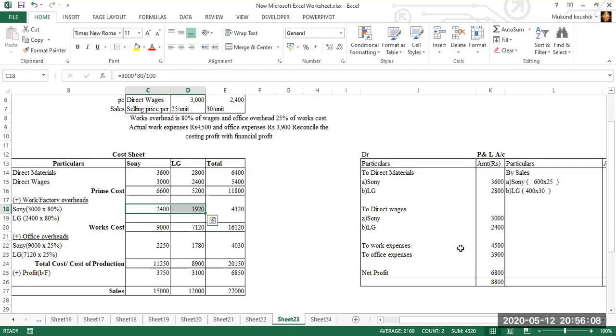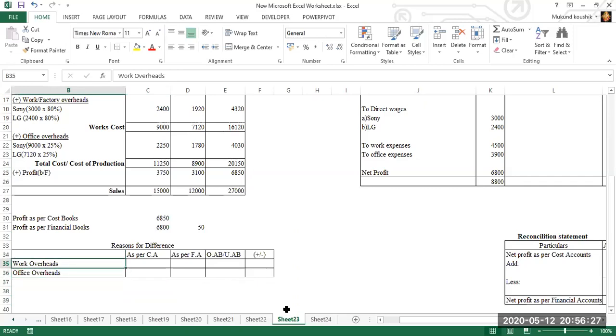So this is the first point of difference. In cost accounting, work expenses are 2,400 plus 1,920, which will be 4,320. But in case of financial accounting, it is 4,500. So there is a difference in your work expenses. The first reason why there is a difference is the difference between work overheads as per cost accounting and work overheads as per financial accounting. Work overheads or expenses are both one and the same. How much are work expenses as per financial accounting? It is 4,500. But as per cost accounting, it is 4,320.